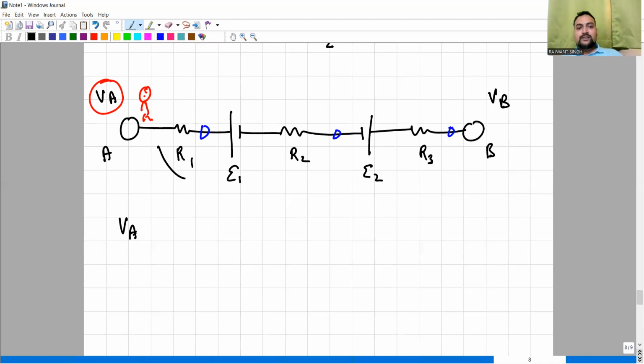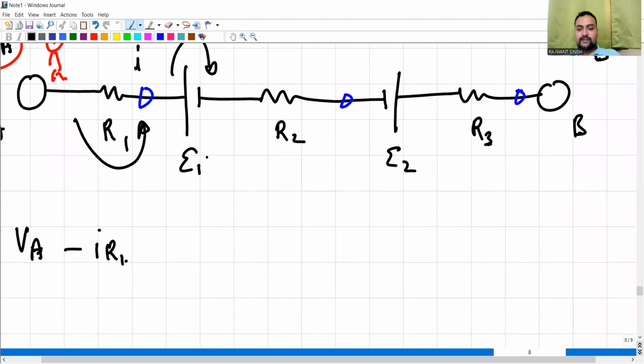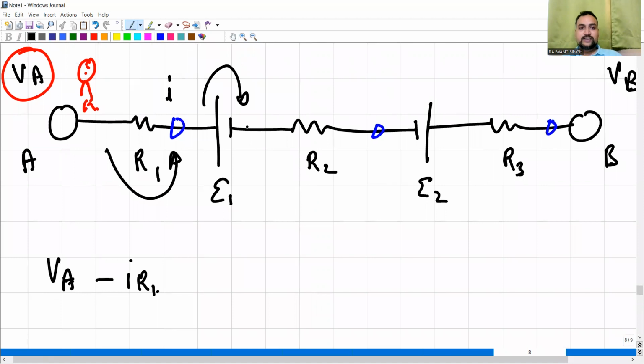And then you move across this resistance in the direction of the current. You will experience a potential drop here. So the potential drop, how much? Minus IR1. Then again you move across this EMF E1. This EMF E1, you will experience a potential drop because you are moving from the positive to the negative terminal. So it will be minus E1.